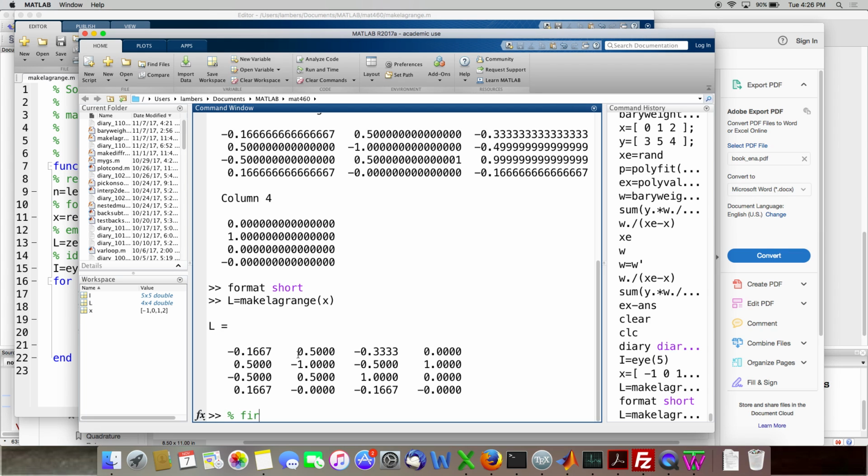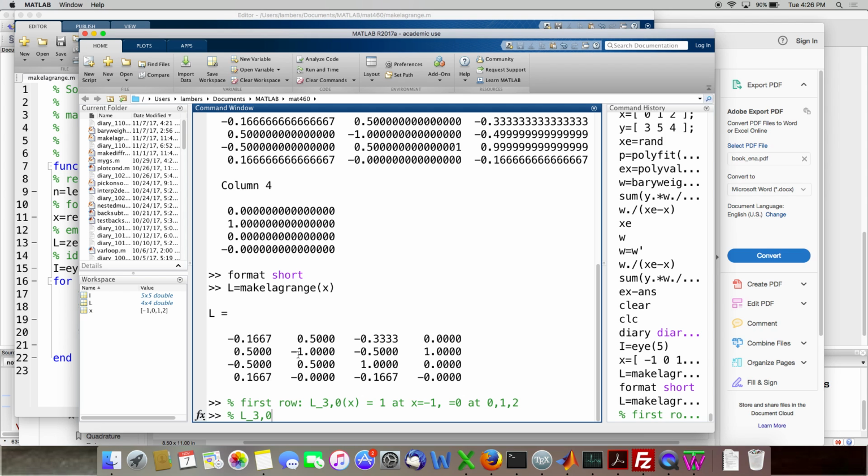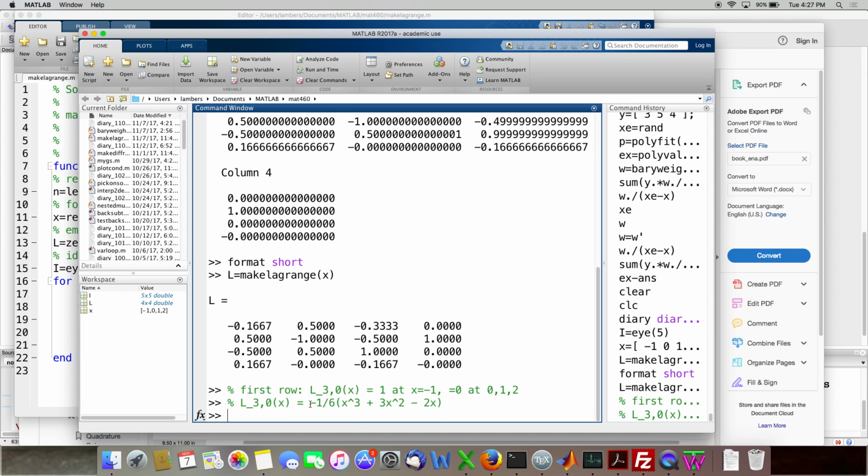Now let's interpret this. The first row is, using a notation from a book, L sub 0 of x, and it's equal to 1 at -1 and equal to 0 at the other points, 0, 1, and 2. If I read off the coefficients here, I have -1/6, 1/2, and -1/3. So if I factor out a -1/6 from all this, I'll have x cubed minus, so 1/2, that's 3/6, so 3x squared minus 2x. Okay, so that's the polynomial that is being displayed here. So if you worked out the coefficients, -1/6.